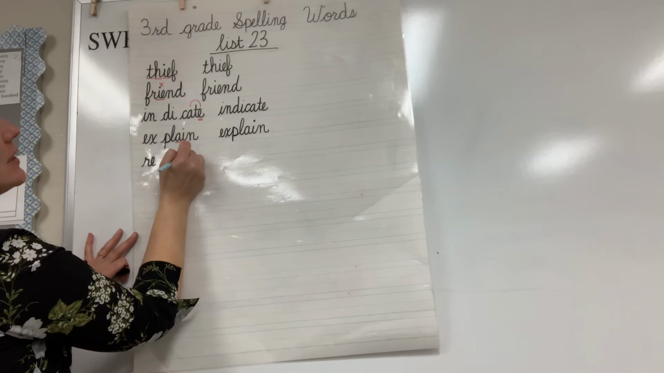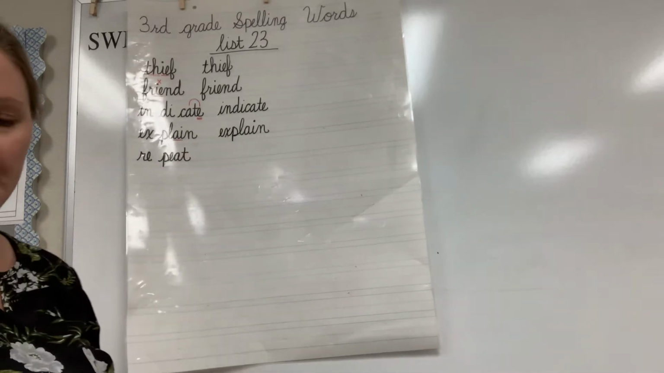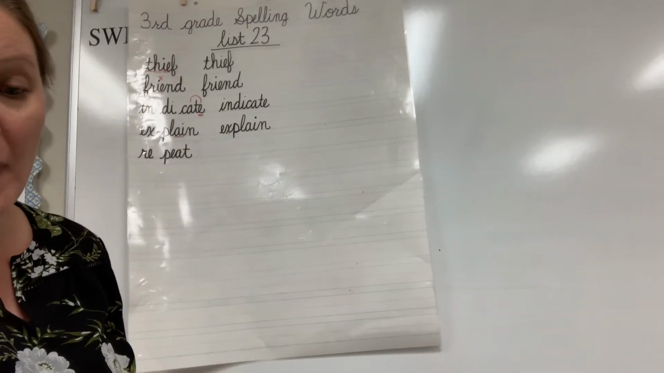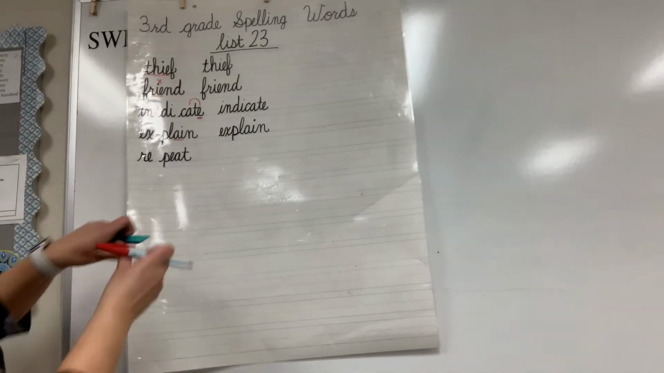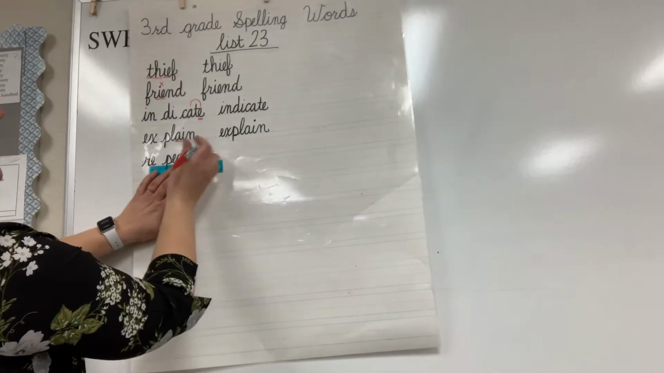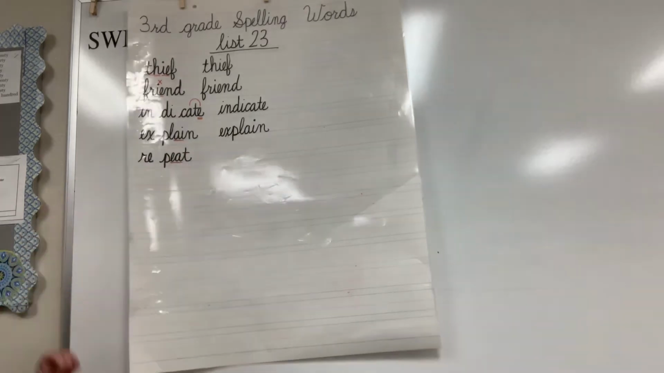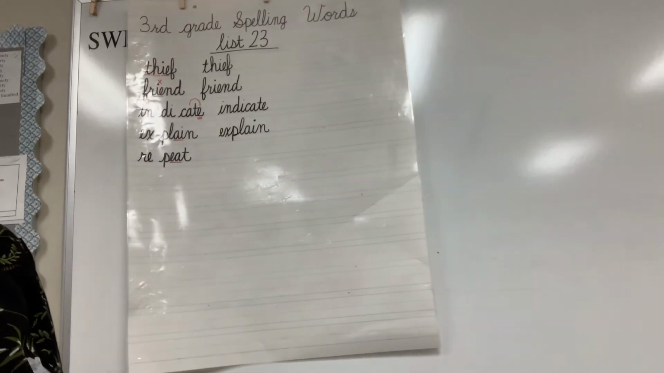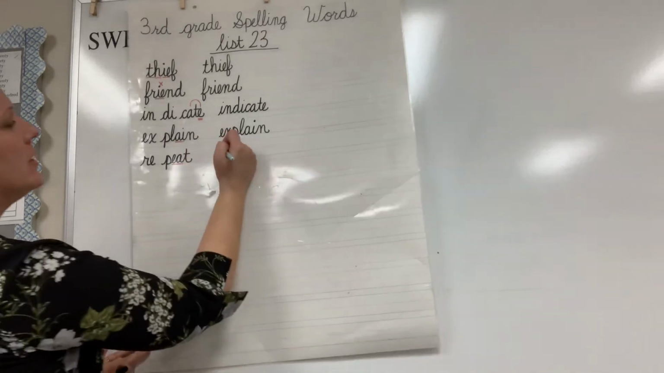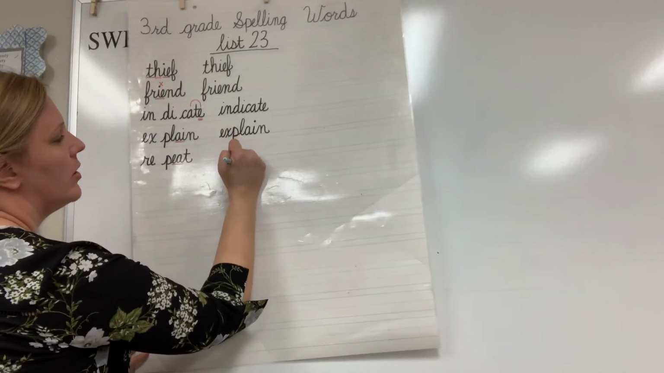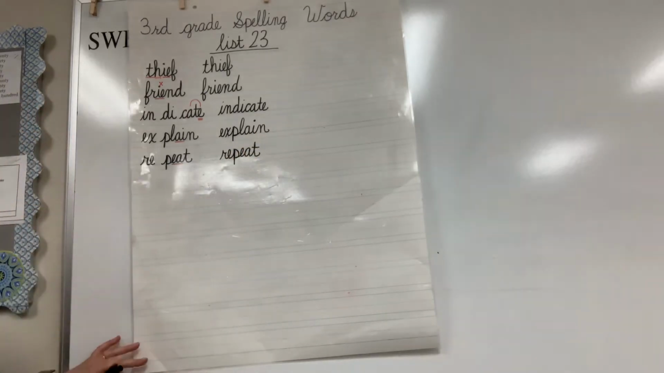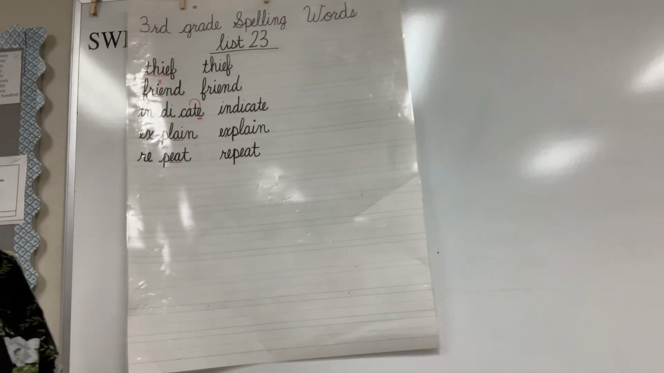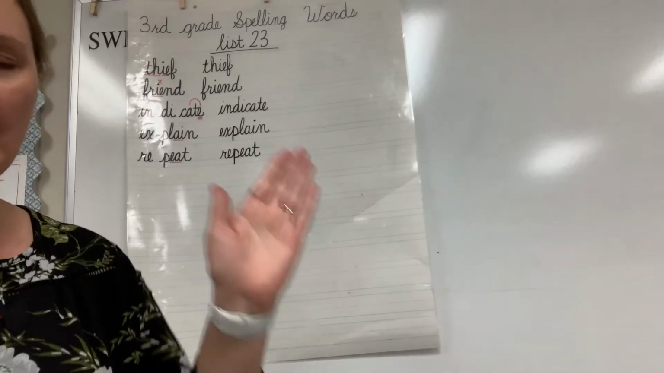E-A-T, repeat. All right, third graders, what do we need to mark in repeat? If you said E-A, you're absolutely right. Go ahead and underline E-A, that we use in eat, bread, steak. Here it's making its first sound, E. Once you've done that, please write it a second time with no syllable breaks. Lovely. Okay, put your pencils down, please.